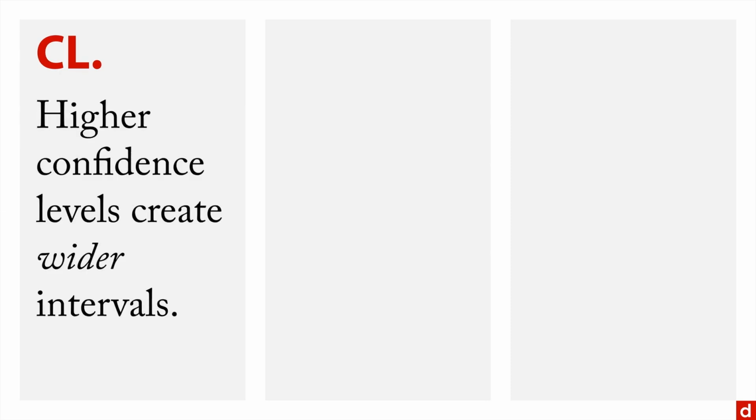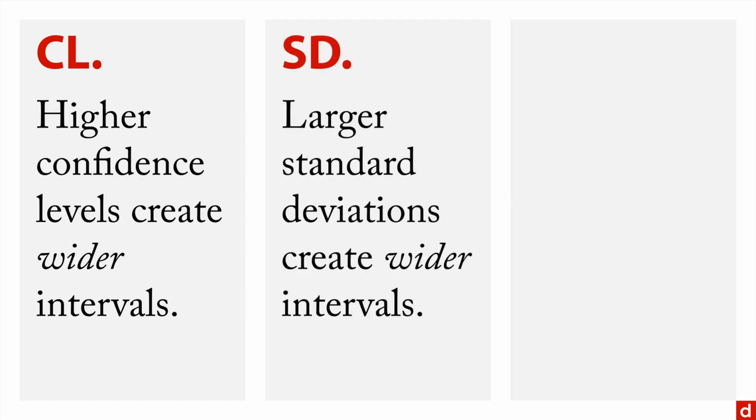So let's say a few things about this. There are some things that affect the width of a confidence interval. The first is the confidence level, or CL. Higher confidence levels create wider intervals. The more certain you have to be, you're going to give a bigger range to cover your bases. Second, the standard deviation, where larger standard deviations create wider intervals. If the thing that you're studying is inherently really variable, then of course your estimate of the range is going to be more variable as well.